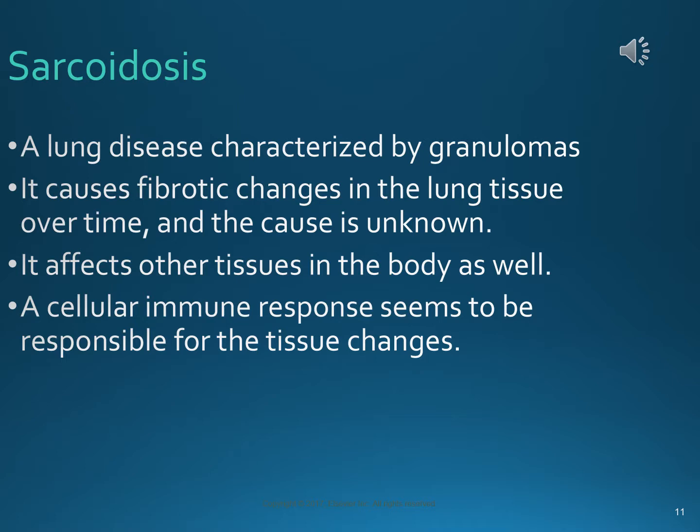Sarcoidosis is a lung disease that's characterized by granulomas. It causes fibrotic changes in the lung tissue over time. Nobody knows what causes it. It's an autoimmune sort of disease, and it affects other tissues in the body as well, most notably the eyes. It's, as I mentioned, a cellular immune response that is responsible for the tissue changes. And when you have fibrotic changes, we'll talk about pulmonary fibrosis next. Basically, that means that the lung tissue is destroyed and there's decreased area available for gas exchange.